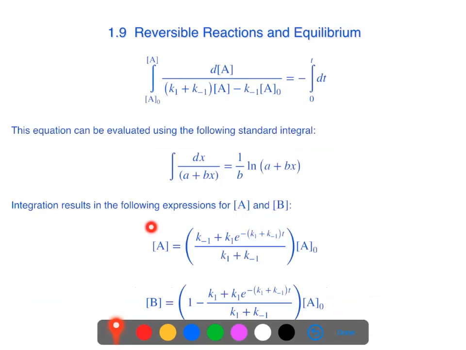We see that A is equal to a quotient which has two terms in the numerator, one being an exponential term, and the denominator is the sum of the rate constants, all multiplied by the initial concentration of A. Similarly, we have for the concentration of B, in brackets, 1 minus a very similar term, again with this exponential dependence, all multiplied by the initial concentration of A.